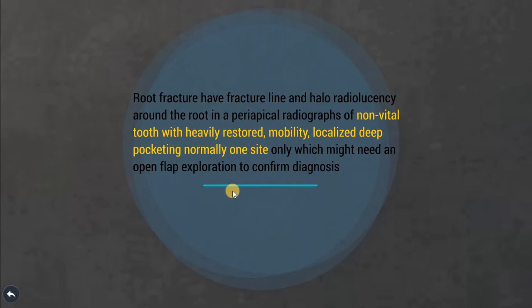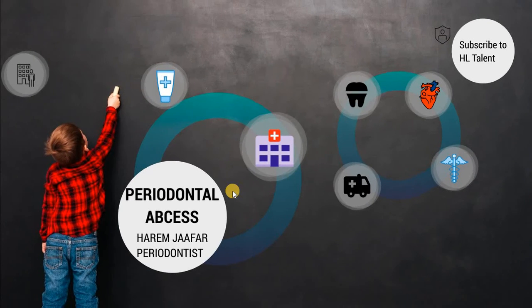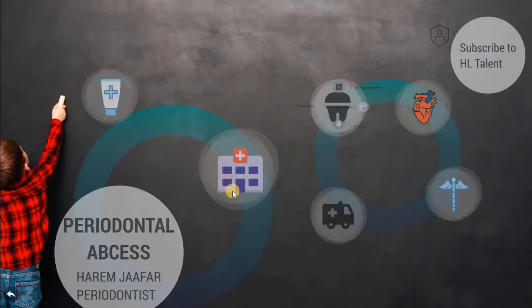We have root fracture. Also in this case, you have a non-vital tooth that is heavily restored and mobile, with localized deep pocketing, normally on one side, which may need a flap exploration to confirm the diagnosis. So this is related to the differential diagnosis.